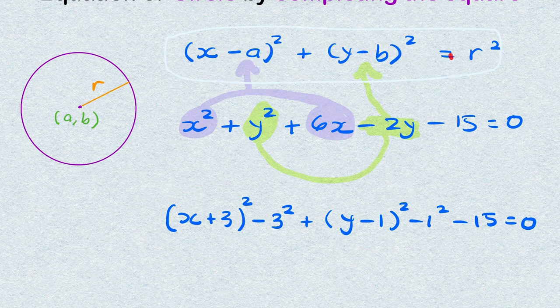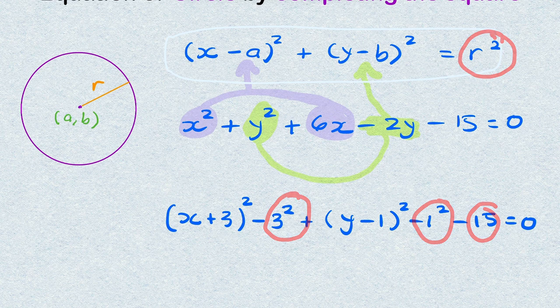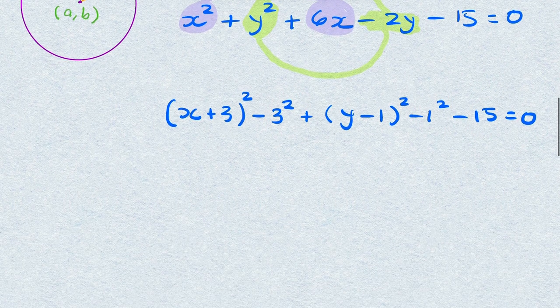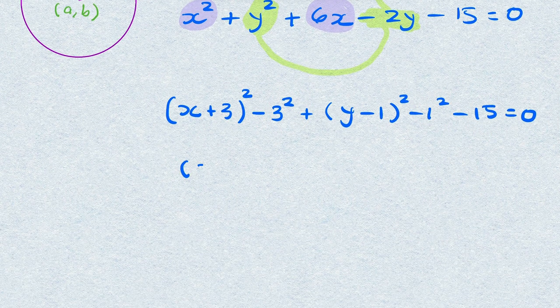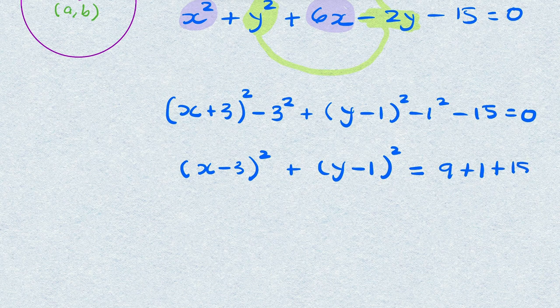So now this looks much closer to the standard form because now we know the coordinates of the center, but we still don't know the radius. So we need to combine all these numbers together. So we're one step away from finding the radius. So (x minus 3) squared plus (y minus 1) squared equals 9 plus 1 plus 15, which is 25.